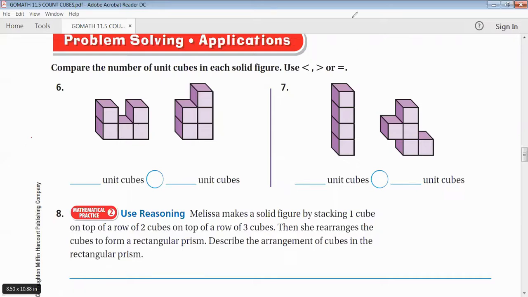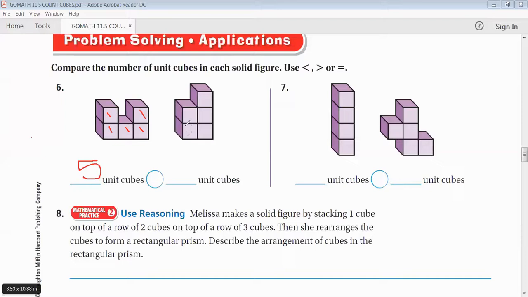Directions are telling us to compare the number of unit cubes in each solid figure. And we're going to use the greater than, less than, or equal to symbols. So for number 6, let's count the number of cubes in this solid figure. We see that we have 1, 2 on top, and 3 on the bottom. So this would be 1, 2, 3, 4, and 5 unit cubes.